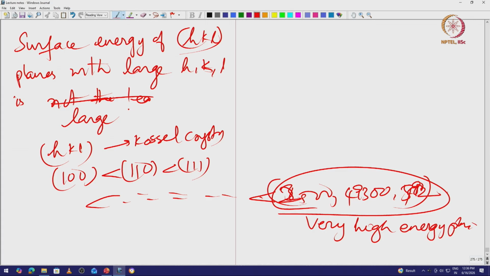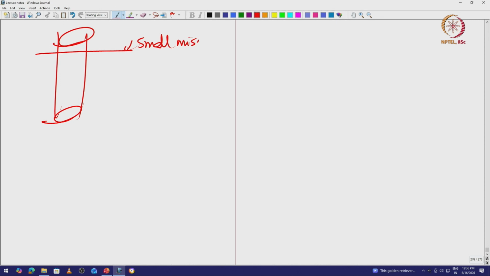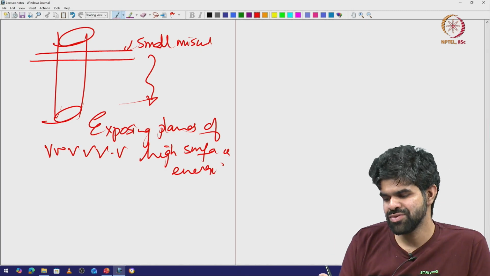Okay. Now materials do not like that I have high energy. So in general, even if I do a miscut, let us say I am unable to cut it exactly at 90 degrees, there is some small miscut, right. But small miscut is landing me into a conundrum, that it is exposing planes of very high surface energy, right, and so that is not good.